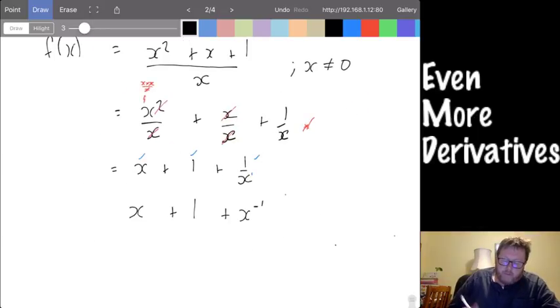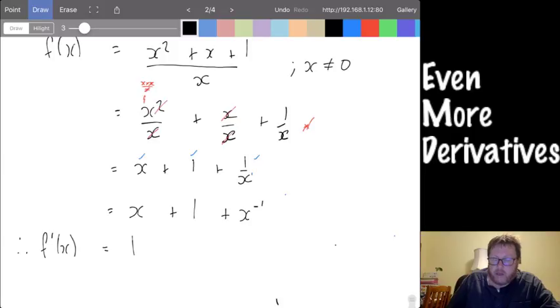So we've got f of x is equal to x plus 1 plus x to the power of negative 1. Therefore, f dash of x is equal to, well, as I said to you before, x when differentiated is equal to 1. 1 when differentiated goes to 0. x to the power of negative 1, we just follow through with the same thing. So it becomes negative 1 times x, and we subtract 1 from the power.